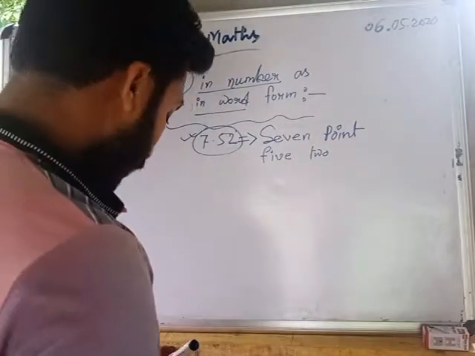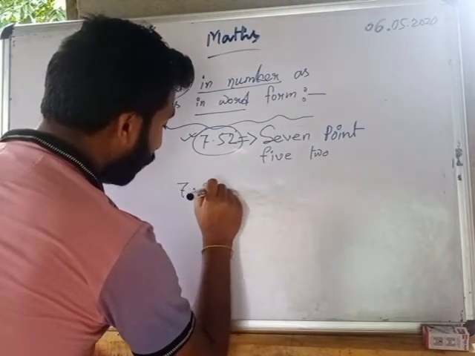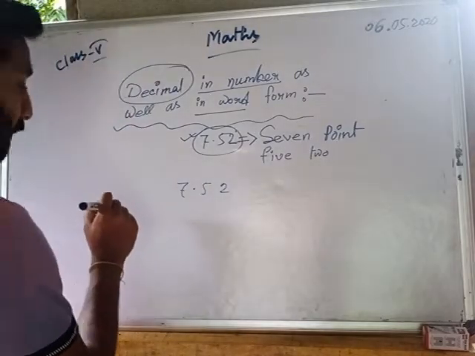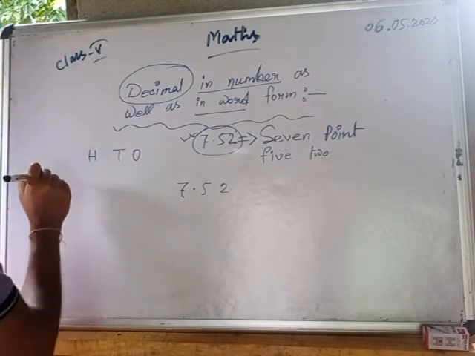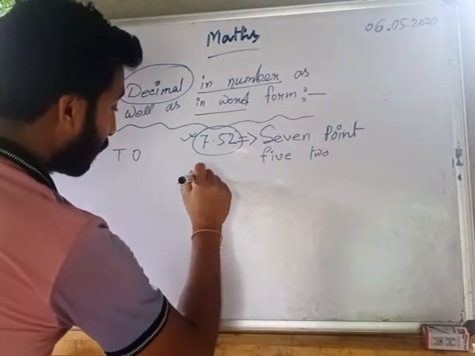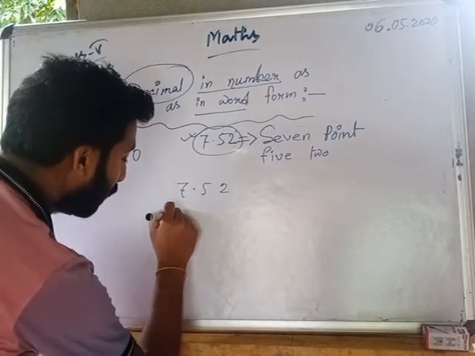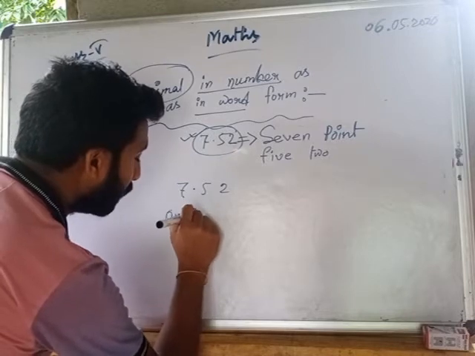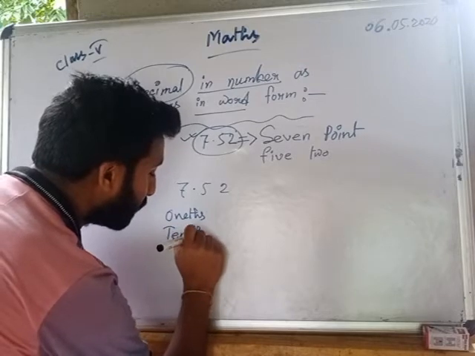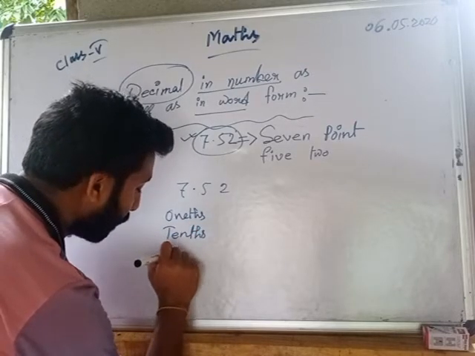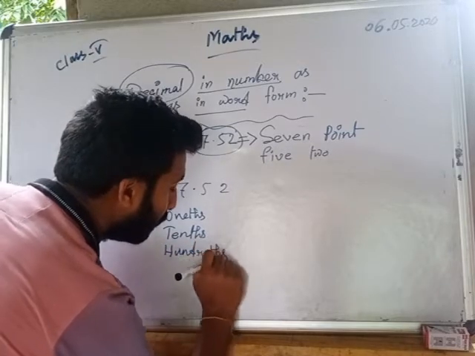If we place the number in a place value chart, we should write ones, tens, hundreds. When it is after the point, that is called ones. That is tens. It is hundreds.